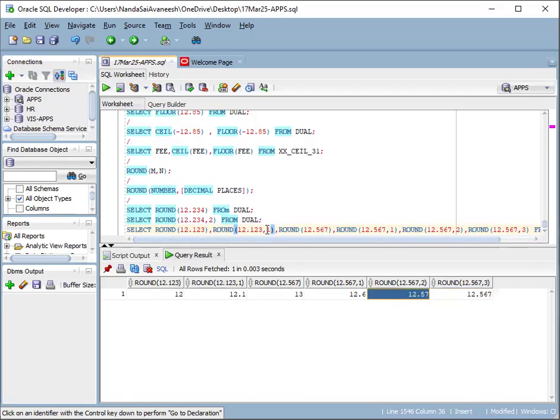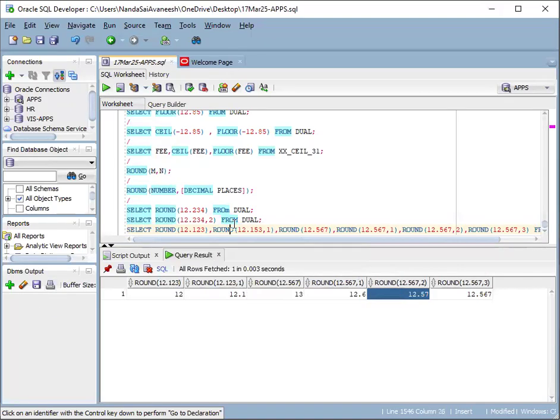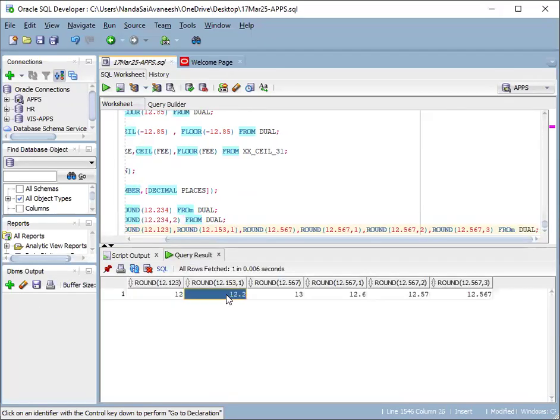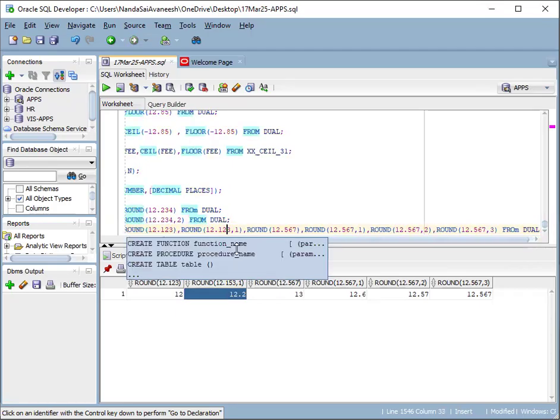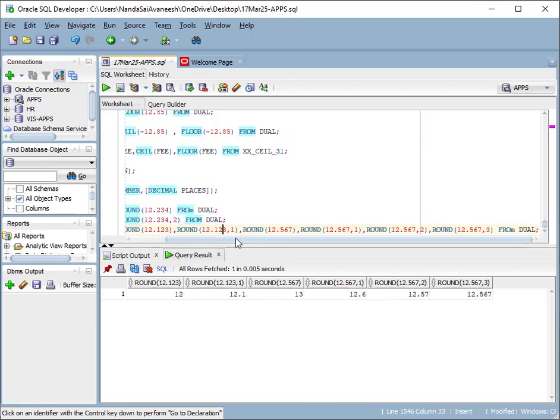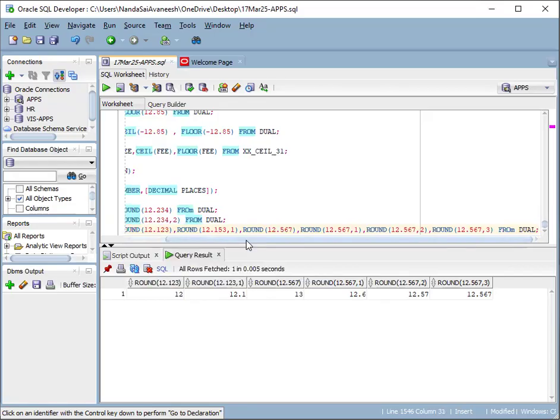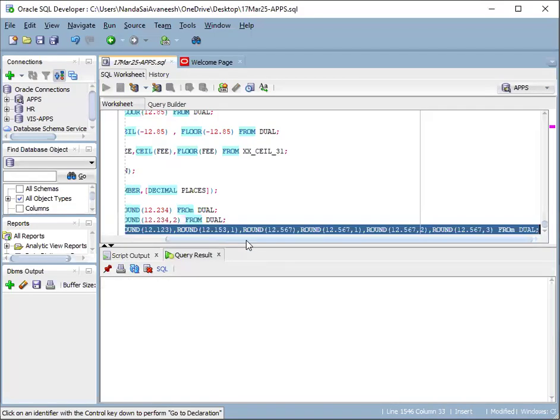12.6. Suppose the value here is 1, 5, 3 instead of 1, 2, 3. Then what will it become? It becomes 12.2 here now. Previously, 1, 2, 3 was there, which is below 5, so the 1 stays the same. If this value is more than or equal to 5, then it adds 1 to this value. So 12.1 will become 12.2 here.